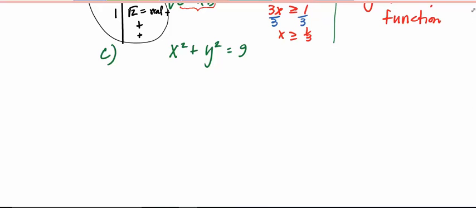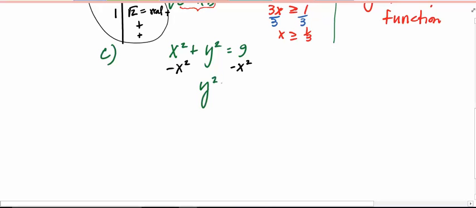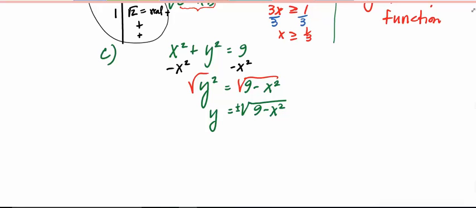So the very first thing we need to make sure of is that the y is alone. So I'm going to go ahead and take away the x value to the other side, and I get y squared is equal to 9 minus x squared. Go ahead and take the square root. Now, because I'm taking the square root, as opposed to the last time where they already had the radical there, I must put a plus or minus. I'm going to highlight that so I don't forget there's a plus or minus there.